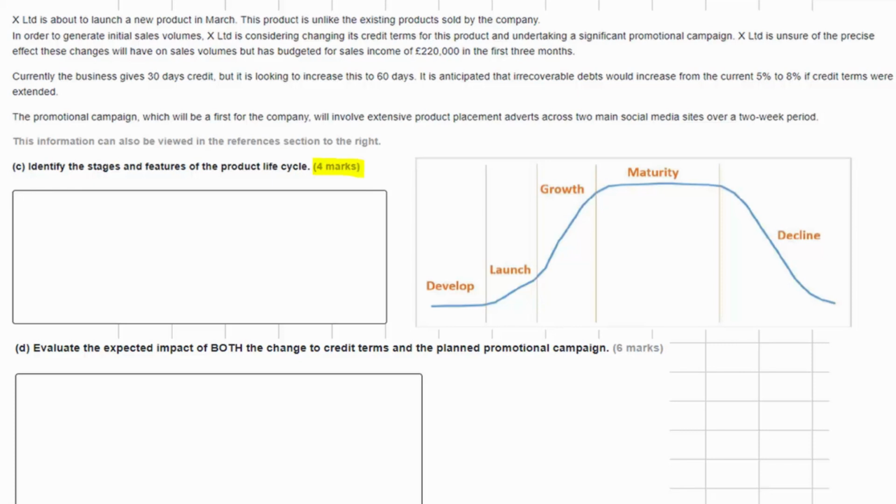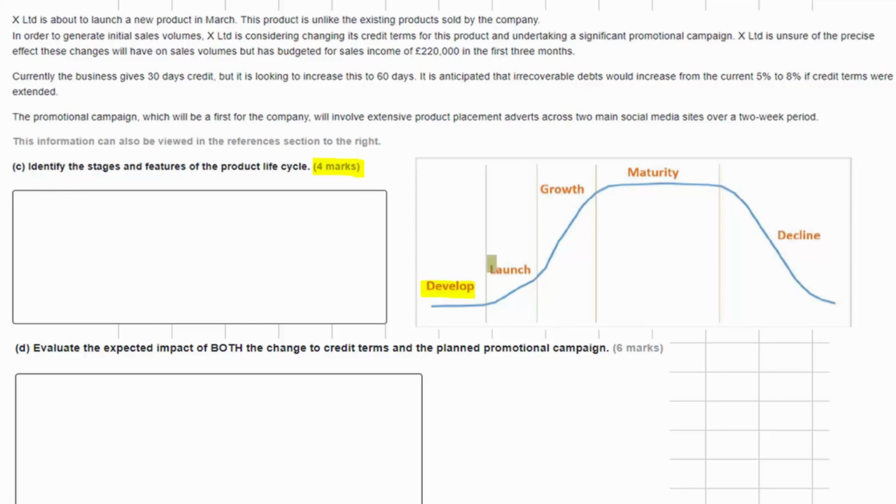So typically at the beginning, we're going to be starting off with developing the product. And in this case, we would expect to see lots of cash outflows and no income. So we're just spending money on doing some research, creating prototypes, and trying to make sure that this product will meet the expectations of the marketplace.